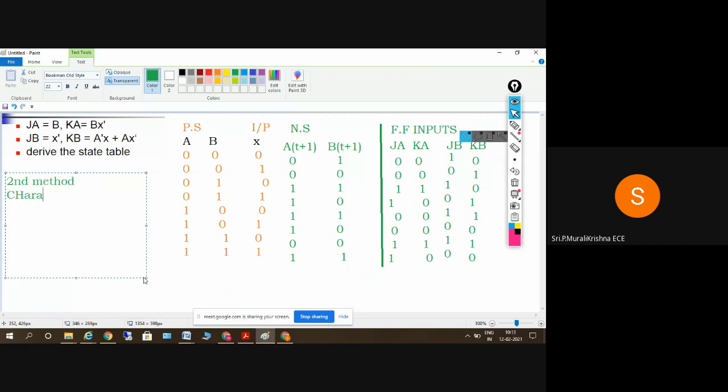Okay, so the characteristic equation. What is the characteristic equation of a JK flip-flop? A of T plus 1 will be this. A of T plus 1 is equal to JA.